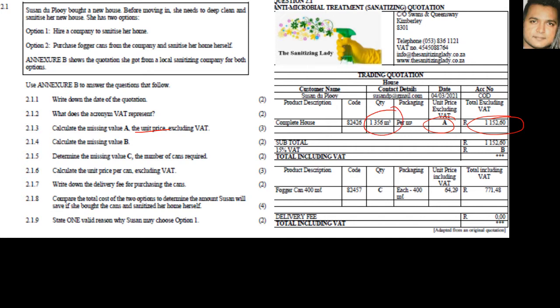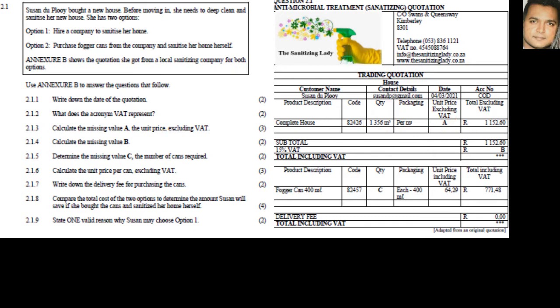So all we need to do is we need to divide through and we get the price of 1 meter cubed. So our amounts would be 1152,60 divided by 1356. Okay, as you see I've circled it above, and the price of 1 unit would be, and remember it would be in rands and cents because it is a price, it would be 85 cents.